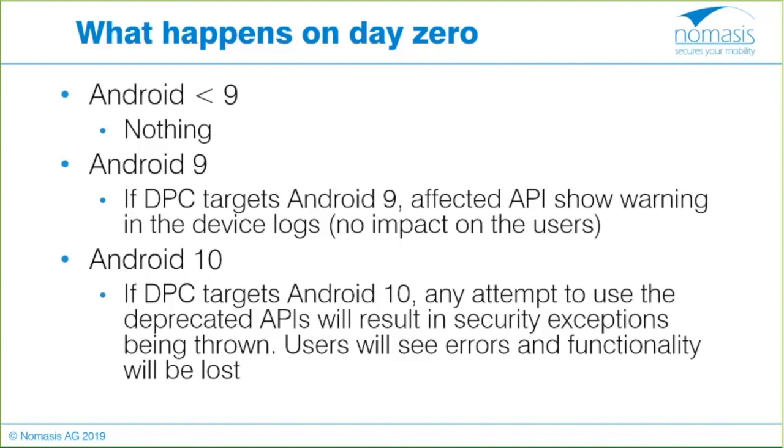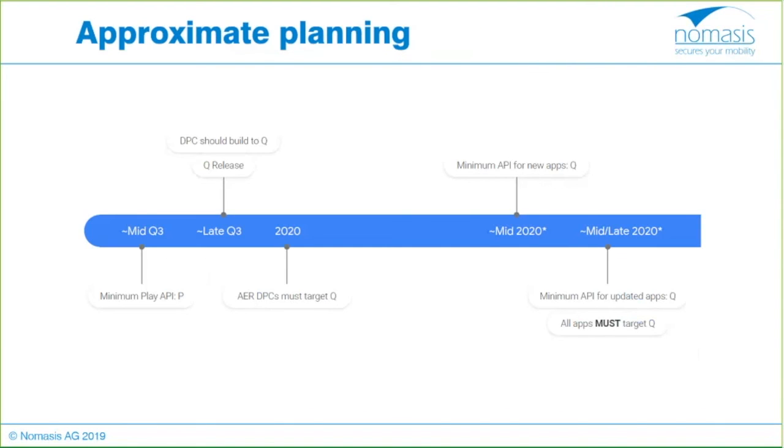But if we check the approximate planning that has been shown to us, all apps must target Q in mid or late 2020. So this is approximate, we don't know exactly, but we can think that at least in late 2020, device admin on Android 10 will not work at all anymore. So this is important to think about and to prepare.